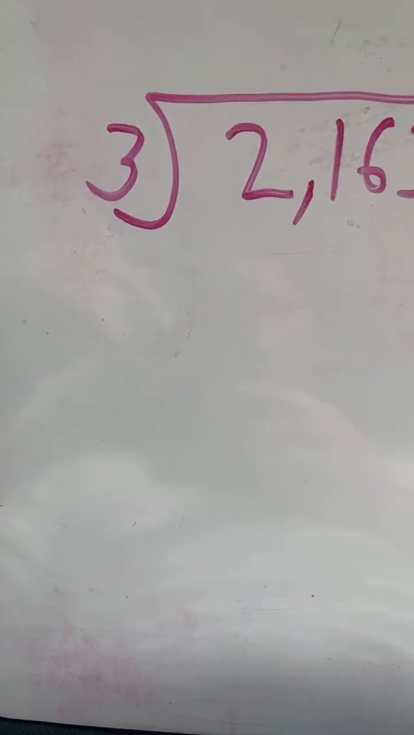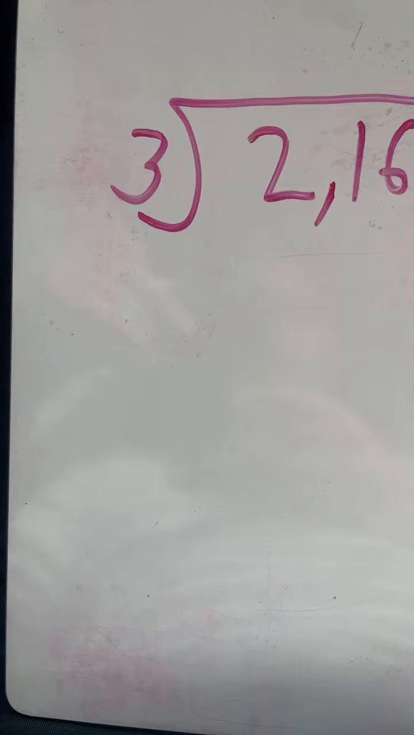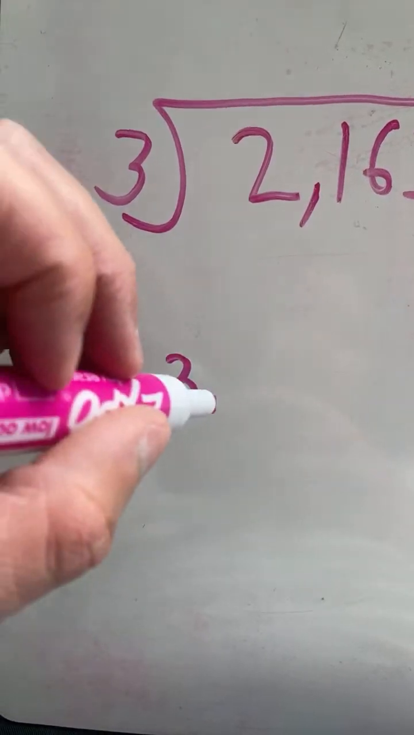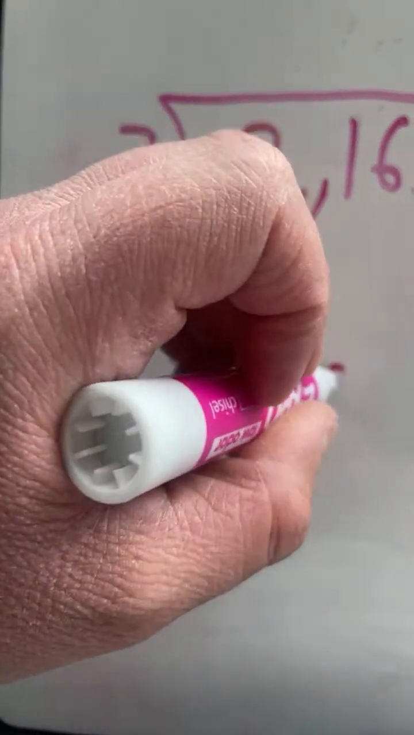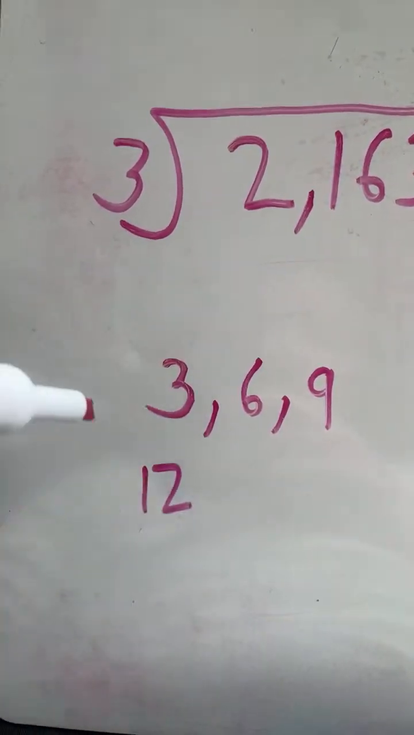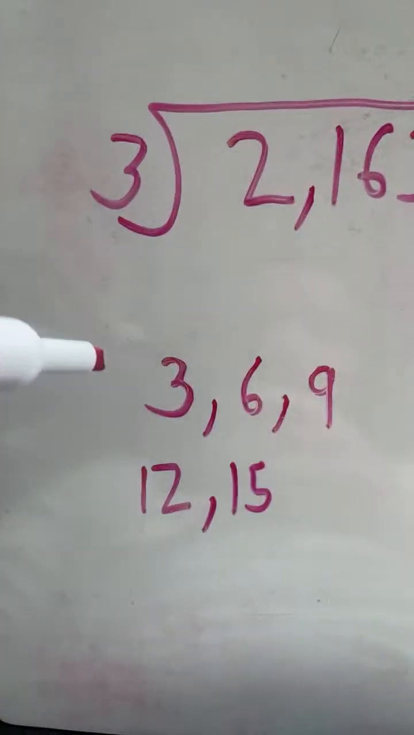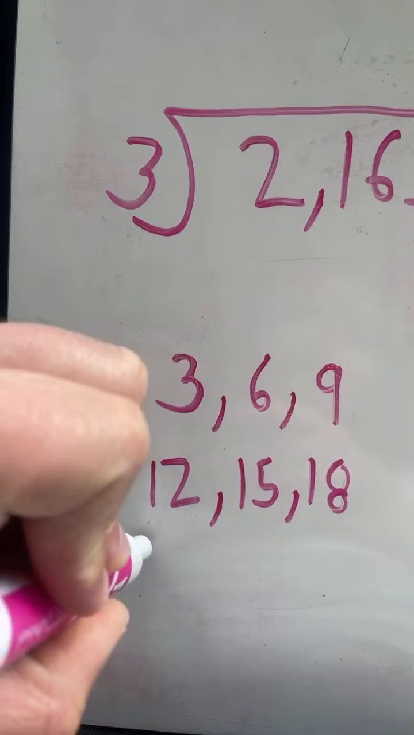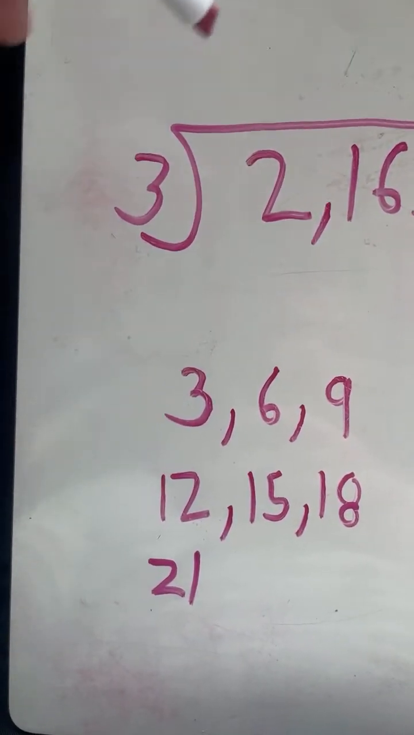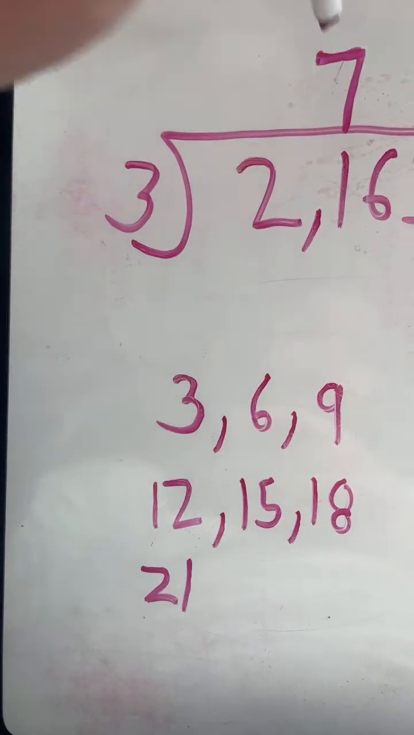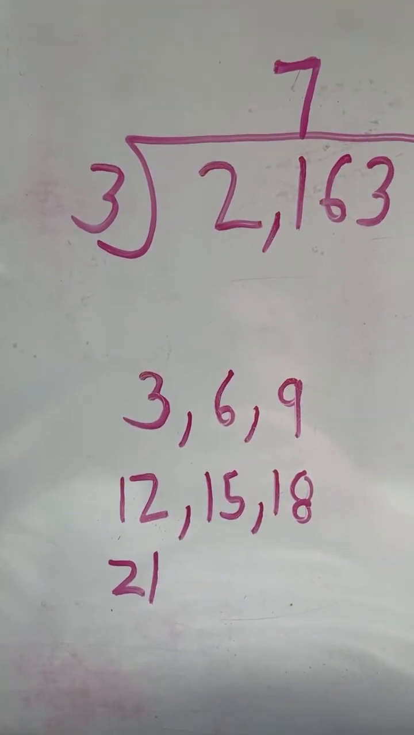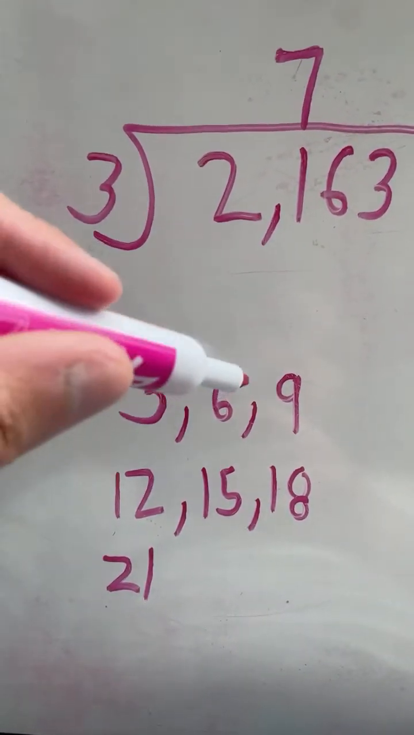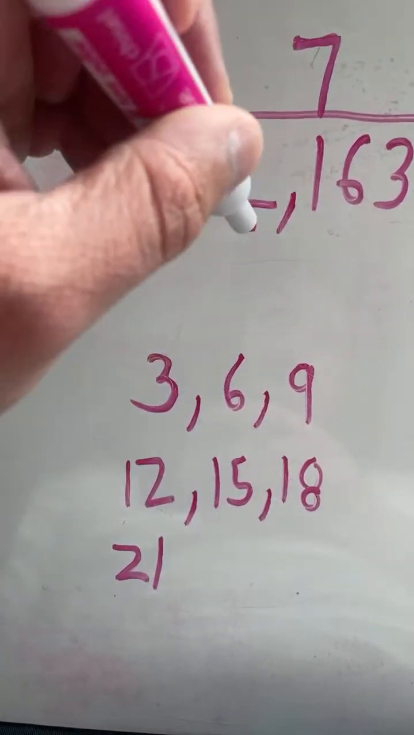21 divided by 3, that works. How many groups of 3 go into 21? Let's see here. 3, that would be 1 group of 3. 6, 2 groups of 3. 9, 3 groups of 3. 12, 4 groups of 3. 15, 5 groups of 3. 18, 6 groups of 3. 21, 7 groups of 3. So 21 divided by 3 equals 7. And counting by 3s, we were able to get 7 full groups of 3 within 21. We landed right on 21.